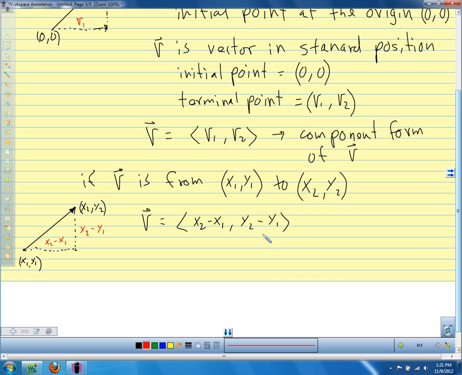Questions on the component form? If you think of your vector, if you think of these little triangles, that's really what we're doing with the component form of a vector.